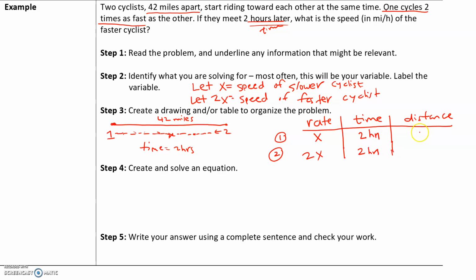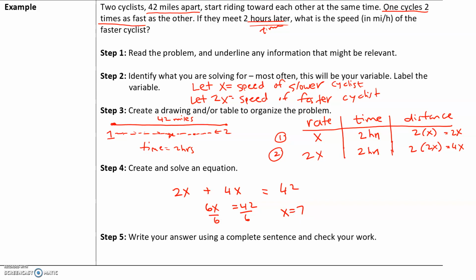Now the distance for the first cyclist is given by rate times time. That's going to be 2 times x. For the second one, it's rate times time. That's going to be 2 times 2x, or 4x. And here's what we know. They were 42 miles apart, so their total distance was 42 miles. So the distance ridden by the first cyclist plus the distance ridden by the second cyclist is equal to 42 miles. That's an equation which we have to solve. So 2x and 4x gives you 6x equals 42. Divide everything by 6, that gives you x equals 7.